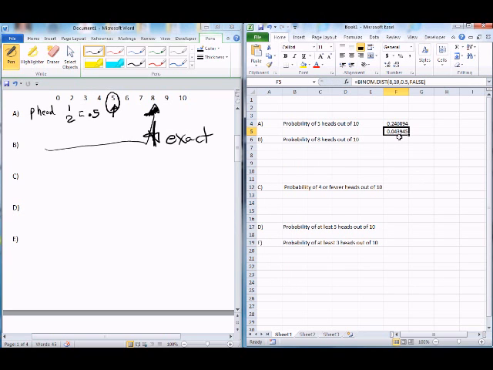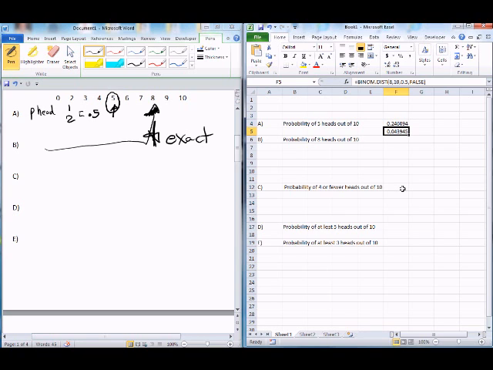And I click OK. I actually put it in the wrong spot, but that's okay. The probability of getting exactly 8 out of 10 flips: if I flip a coin 10 times, the probability of getting exactly 8 of them heads, not 9, not 7, but exactly 8, is only 4%, 0.043945.